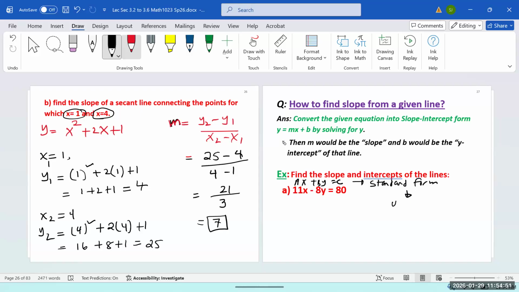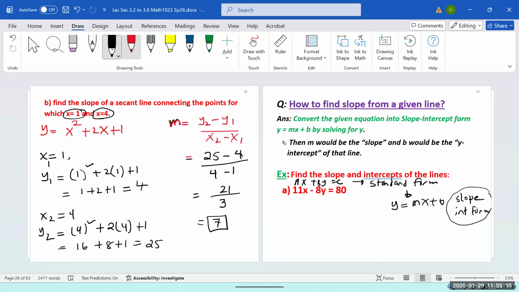Slope intercept, which is y equals mx plus b. It's called slope intercept form. That means all you have to do is change the standard form into slope intercept form. That's all you have to do.